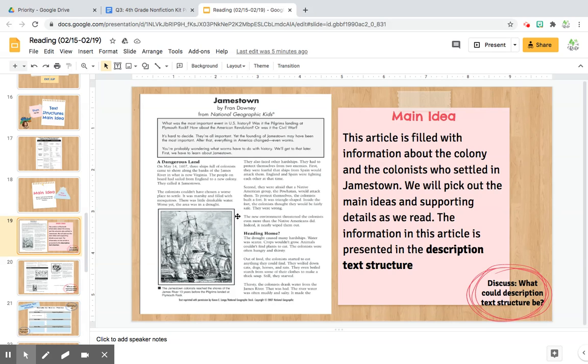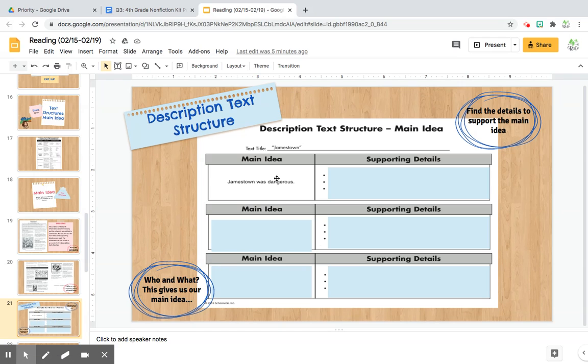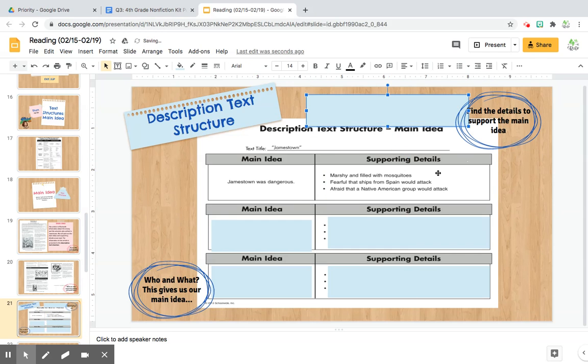So who and what did I just read about? I know it has something to do with the dangers they faced, right? So already we know that Jamestown is dangerous. Now, what were the details that showed me how it was dangerous? Do you remember? All right, let's take a look. It was marshy and filled with mosquitoes. They were fearful that ships from Spain would attack, and they were also afraid that the Native American group that was already living there would attack them. Now, please, friends, in your binder, I want you to jot these findings down. Okay, that's part of our classwork today.